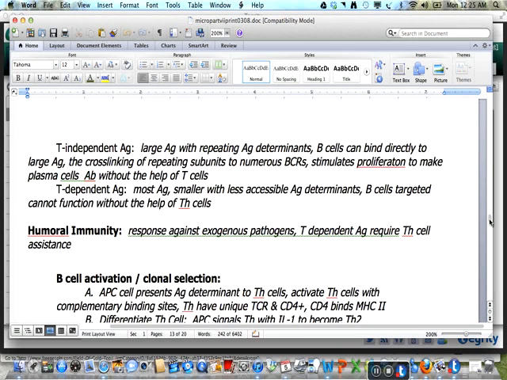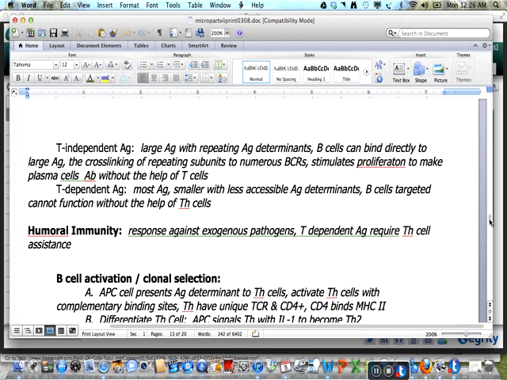The size of the antigen may affect the immune response. A T-independent antigen is larger with repeating antigenic determinants. B cells can bind directly to large antigens, with the repeating subunits cross-linking numerous B cell receptors, or BCRs, essentially providing their own co-stimulator. This stimulates proliferation to make plasma cells and antibody without the help of T cells.